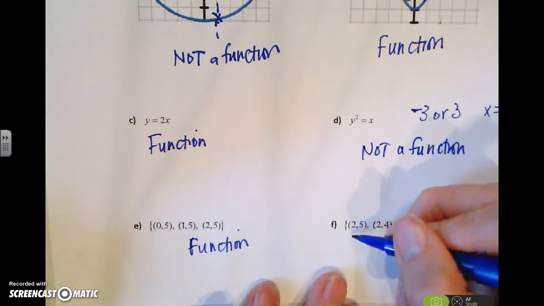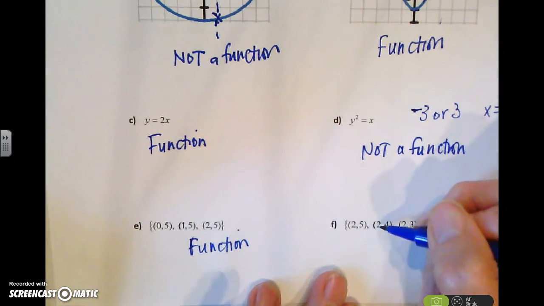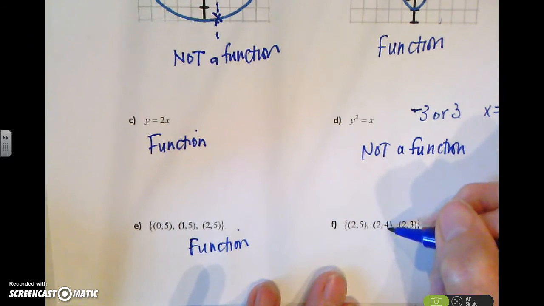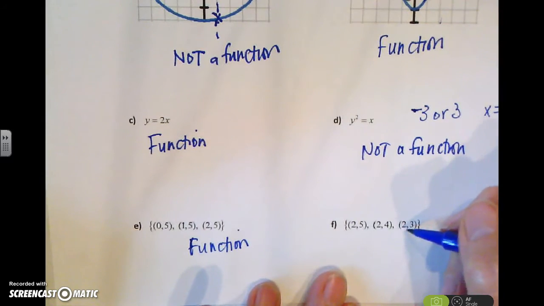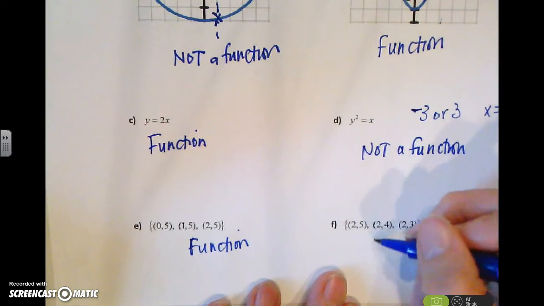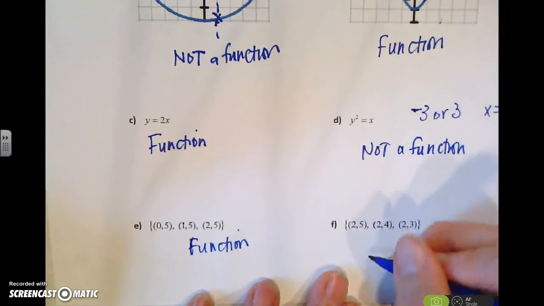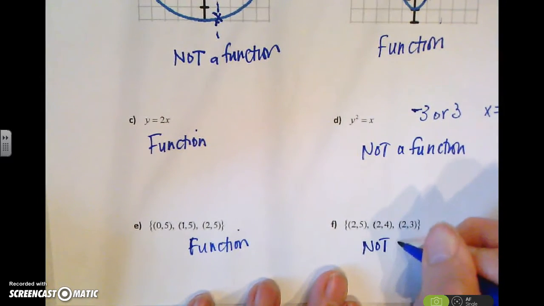However, for this one, input a 2, I get a 5. Input a 2, I get a 4. Input a 2, I get a 3. So this input of 2 gives me three different outputs, so this is not a function.